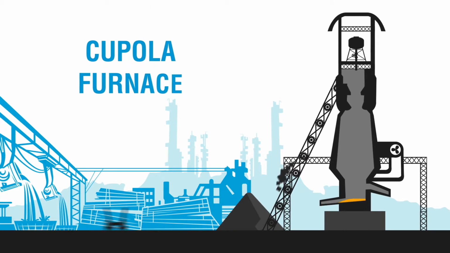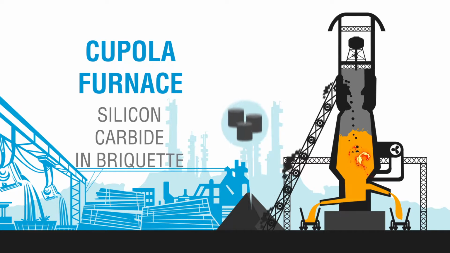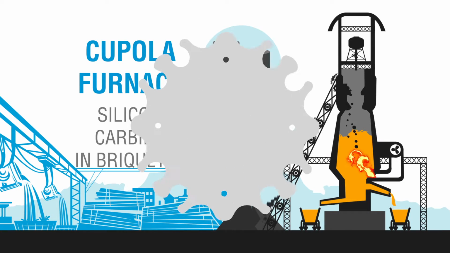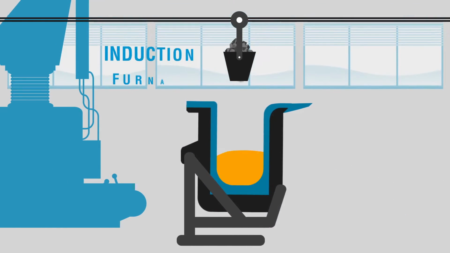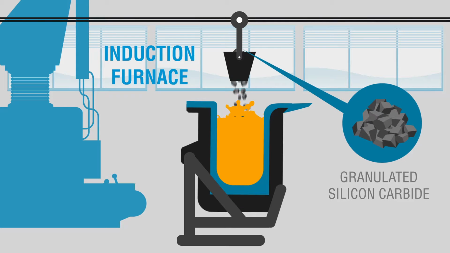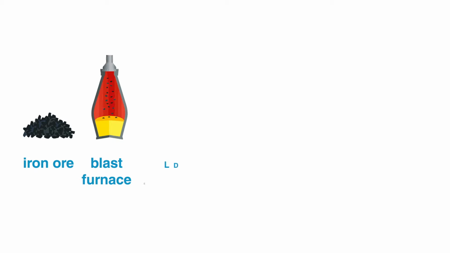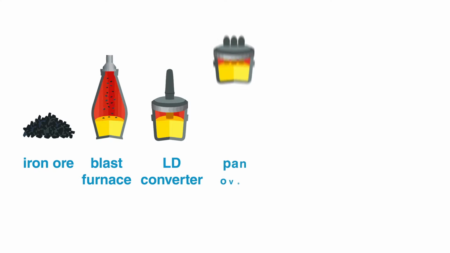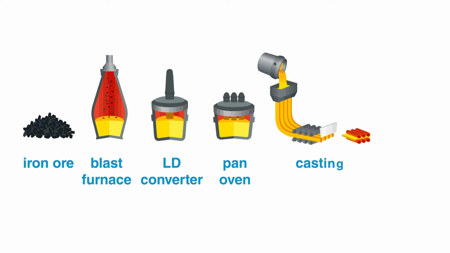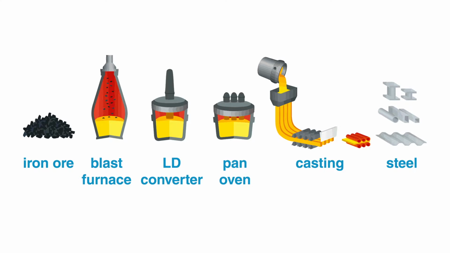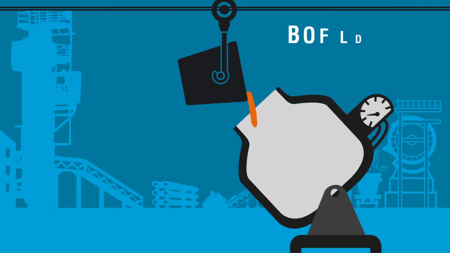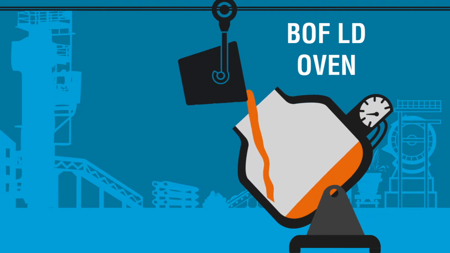For cupola furnaces, Gobain offers silicon carbide in the form of briquette, and for induction furnace, supplies the granulated silicon carbide. In the steel industry, in integrated mills, the steel is produced from the iron ore, and the silicon carbide is used in an LD furnace, where the conversion of the pig iron into steel takes place.